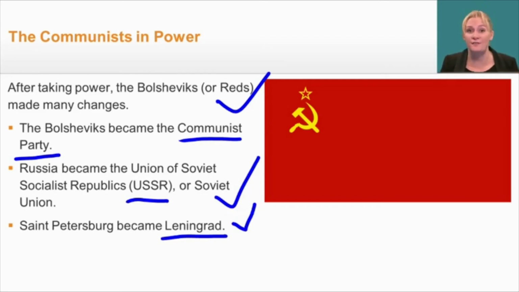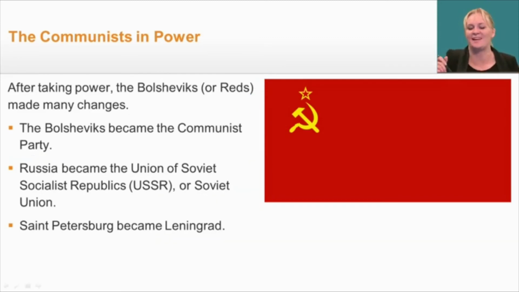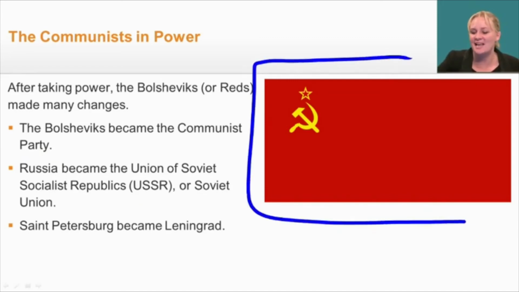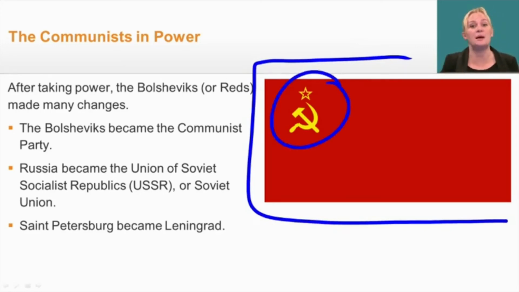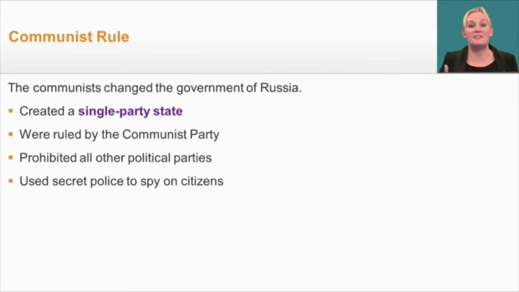Let's take a look at the flag that they also changed for a moment. You can see that the flag is now all red to support that Red Army. You can also see the hammer and sickle. The hammer was there to represent the working class, and the sickle was there to represent the farmers. But the communists did more than just change their name, the country's name, the capital's name, and the flag. They also changed the government itself.